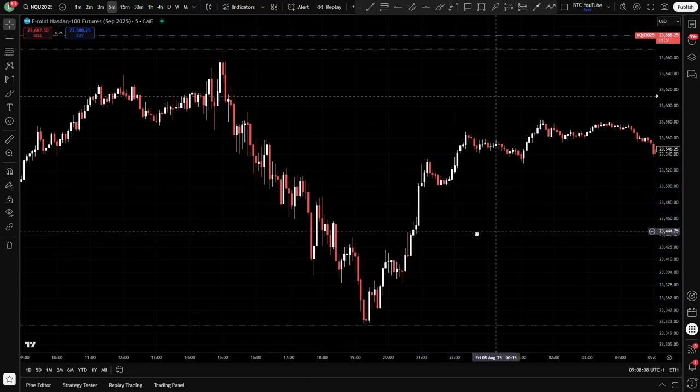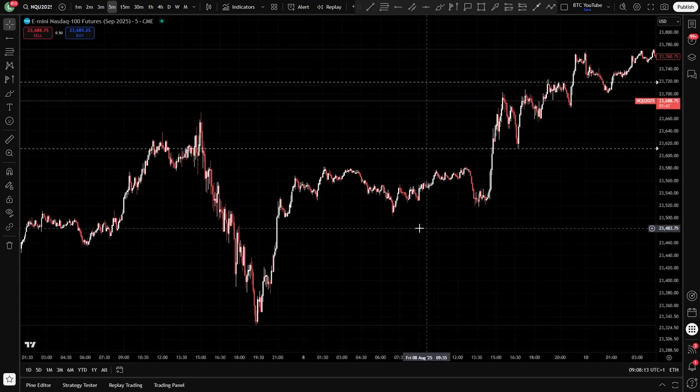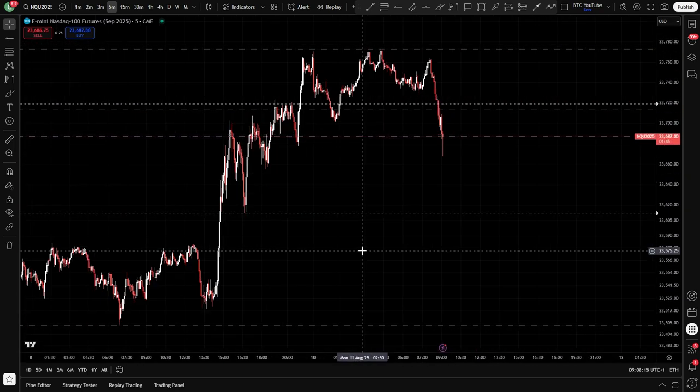Really, really good trade. I'll probably leave it there because you can see that there are basically limitless opportunities in the market. And I think you're starting to get the idea.